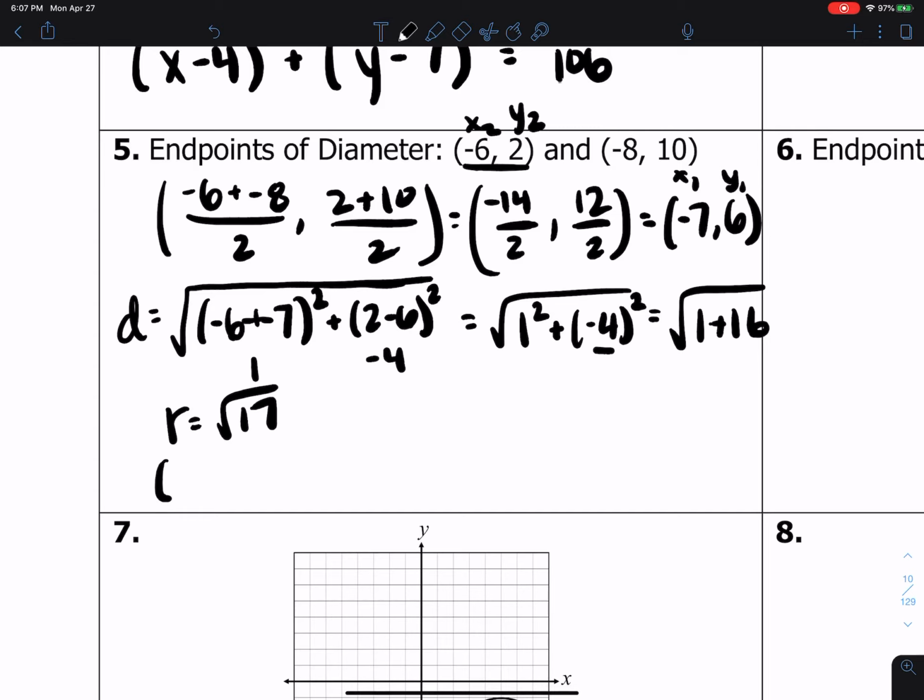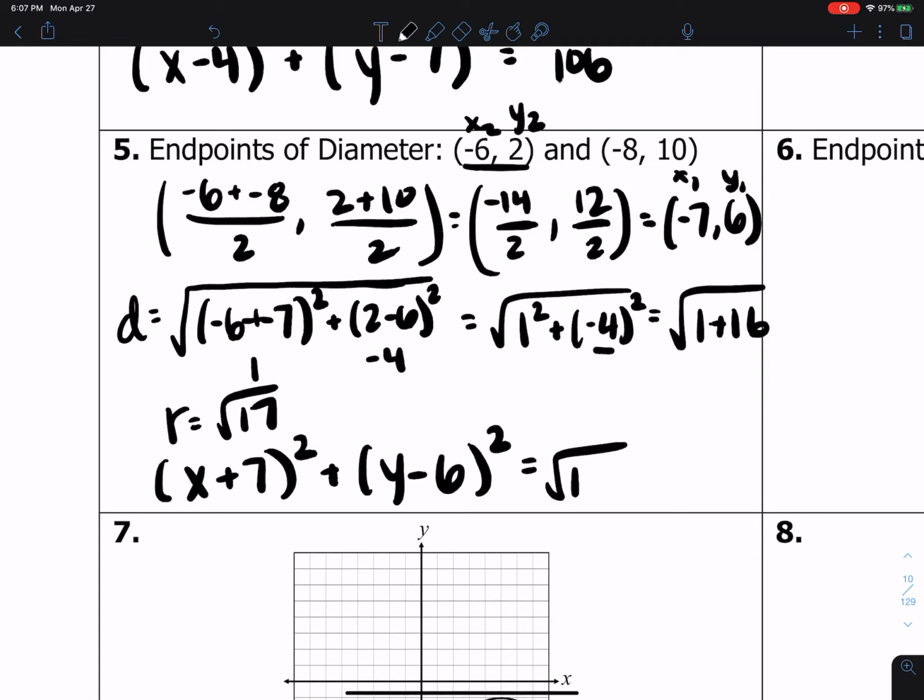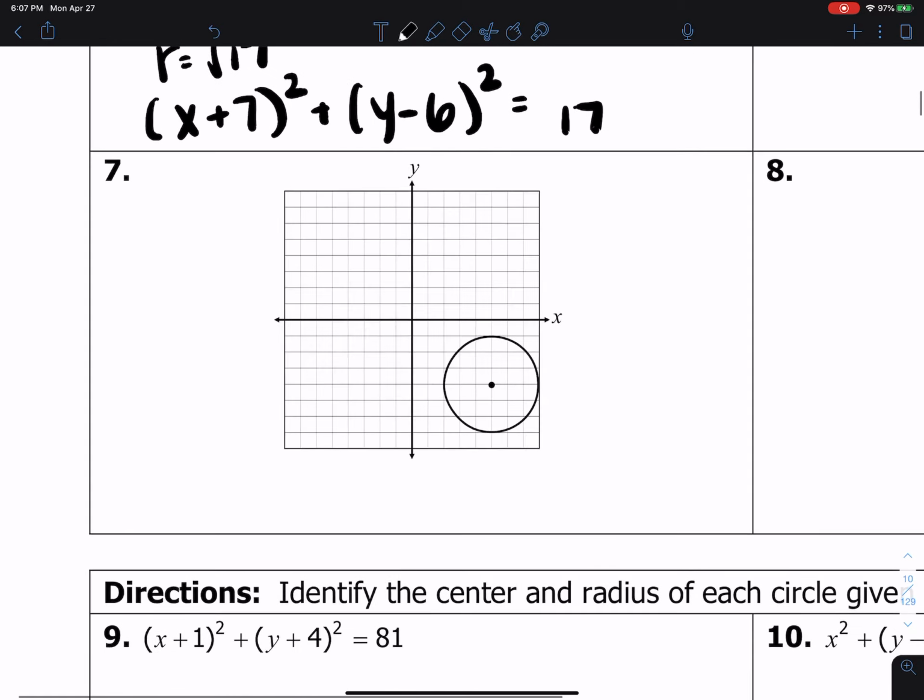So now for the equation, we have x minus -7. So I'm going to just put x plus 7 plus y minus 6 squared, and that is equal to the square root of 17 squared. But just like on the previous problem, we have a square and a square root, so those cancel each other out. And that's the equation.